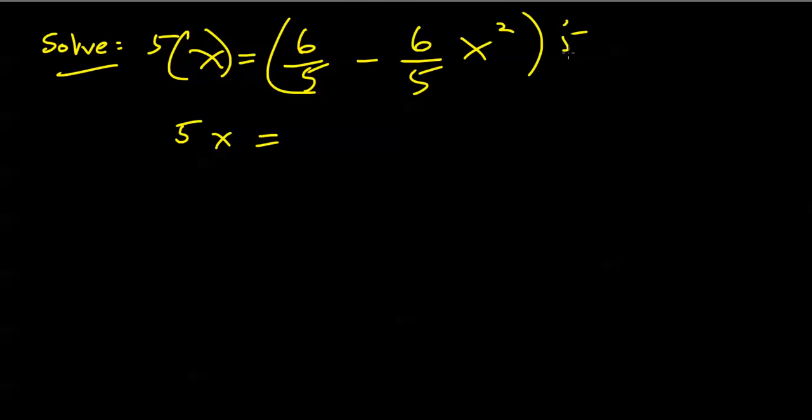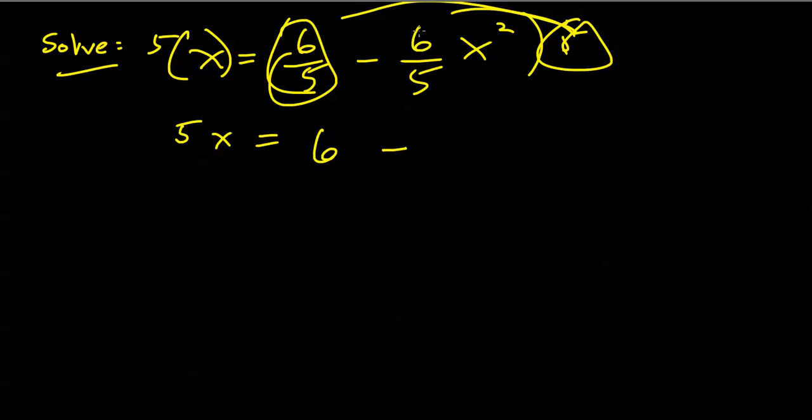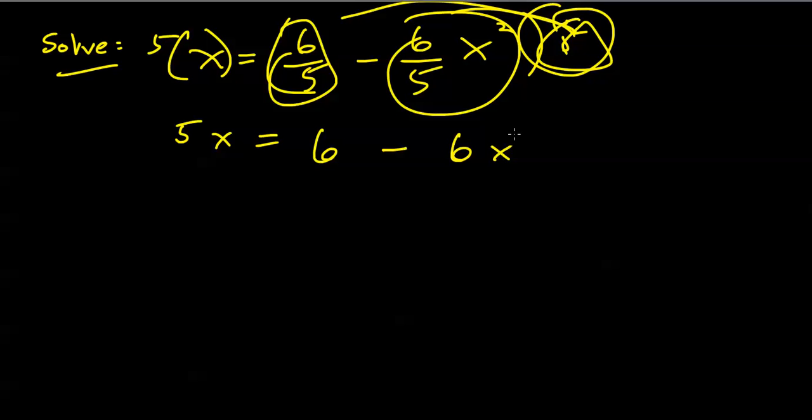On the right hand side, you've got to apply your distributive law. 5 times 6/5 is of course 6, minus 5 times 6/5 x squared is of course 6x squared. Now I don't have fractions to deal with anymore, so I'm going to add 6x squared to both sides and also subtract 6 from both sides, and that'll give me all my terms on the left hand side arranged in decreasing degree and a 0 on the right hand side.